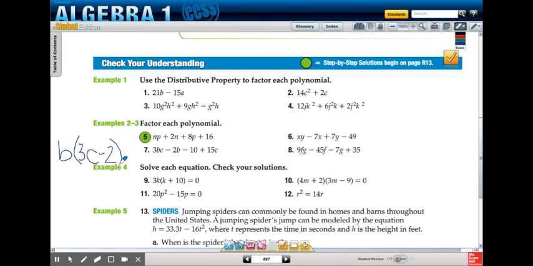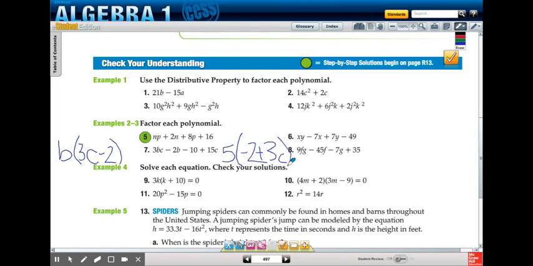Okay? Now in the second one, they both have 5 in common. And if I take 5 out, let's see, I'm going to have negative 2, and I believe I'm taking the 5 out of 3c. Now, are those the same?